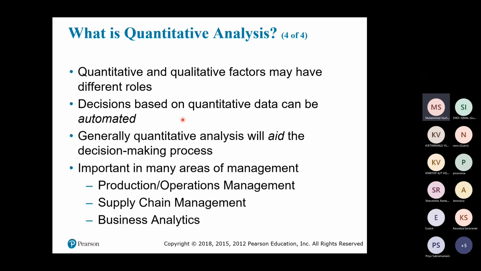For example, in production or operation management, you want to know how much product you can produce, how much material you use to produce your product, and what the cost is. All these things are under operation management. Then supply chain management: you want to know how many fleets you have, how many lorries or vans you have to deliver your product, and what the capacity of your fleet is. All these things are numbers.